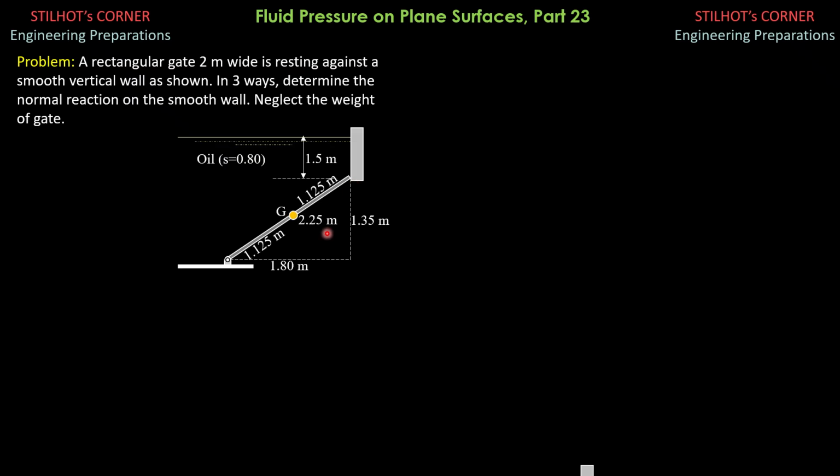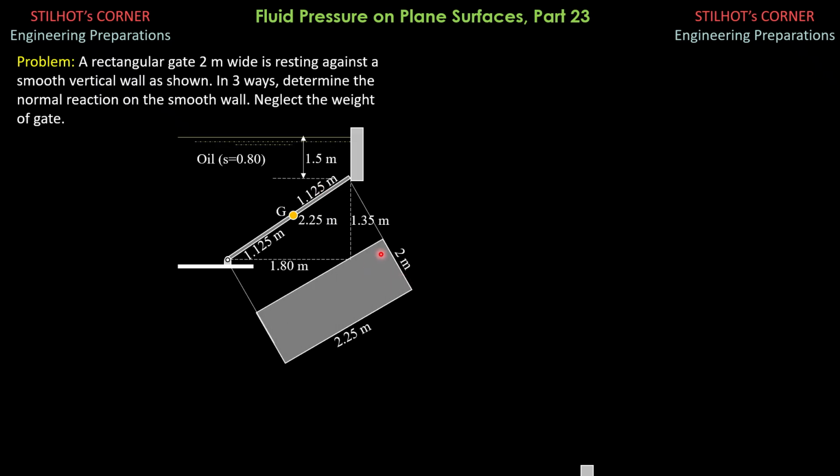And the projected area would be this, 2 meters wide. So this is 2 meters. This is the height of the rectangle, 2.25 meters. And we have to note that the angle here is arctan of 1.35 over 1.8. So the location of the center of pressure is here, where the hydrostatic force acts.